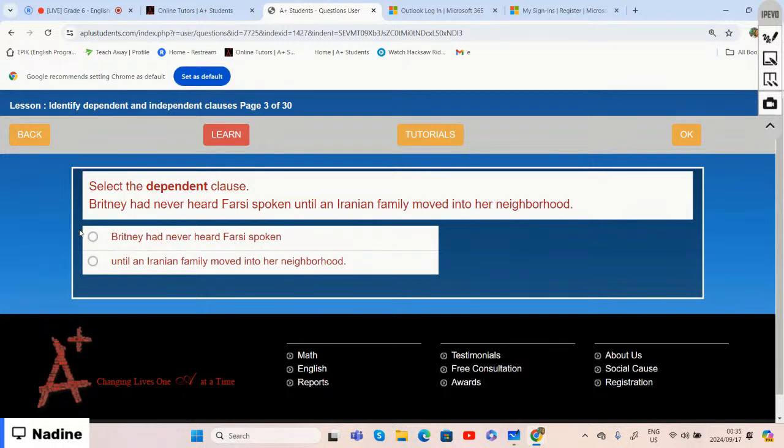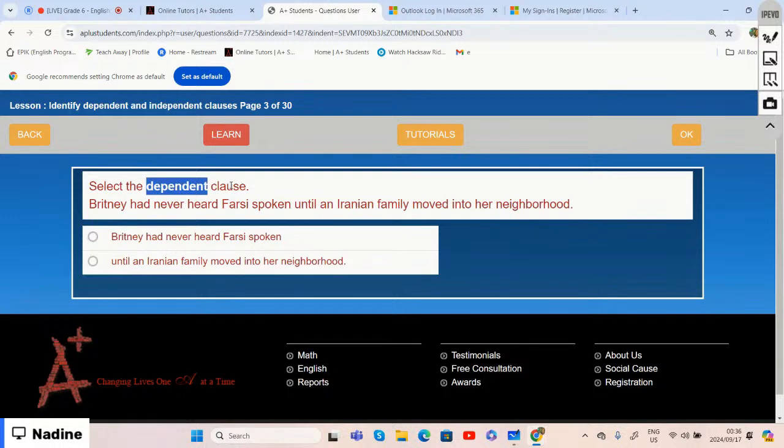Now, we need to select the dependent clause. That is why I'm saying look at the first word. If it starts with a subordinating conjunction, then it is a dependent clause. Here it says Brittany had never heard Farsi spoken until an Iranian family moved into her neighborhood. We need to select the dependent clause. Remember, a dependent clause cannot stand on its own, and it starts with a subordinating conjunction.